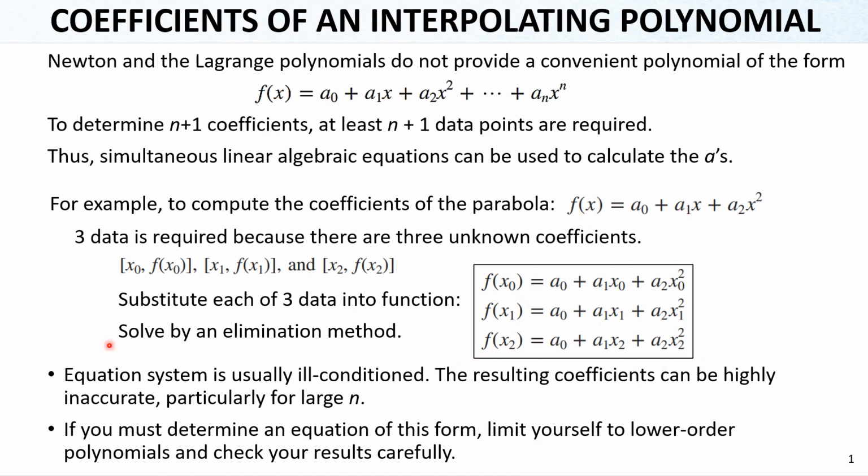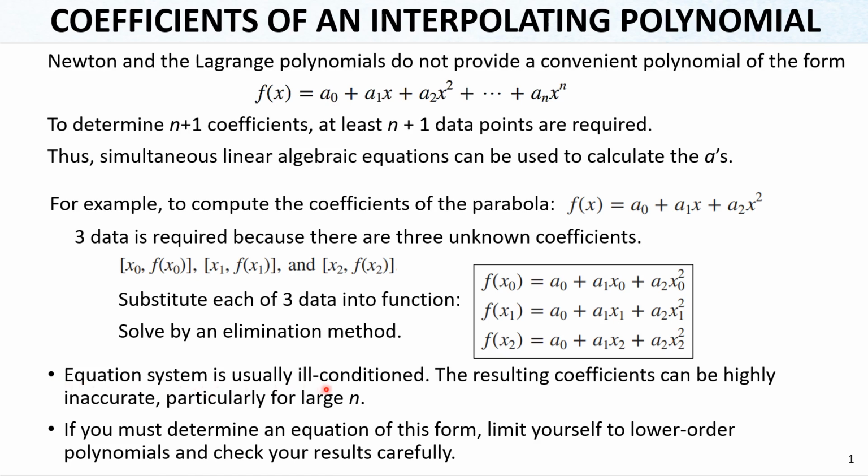Now we can use an elimination method. We have 3 equations and 3 data points, and we have 3 unknowns. The unknowns are a0, a1, and a2. So we can solve this by Gauss elimination, for instance, or Cramer's rule, and get a0, a1, and a2.